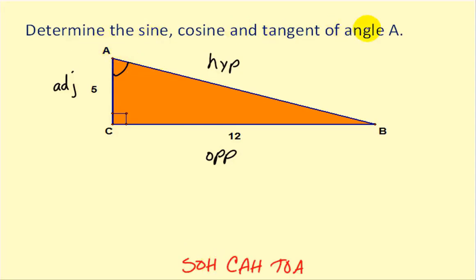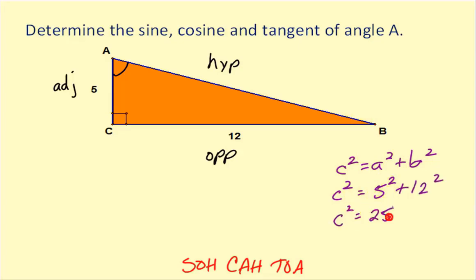Now before we find these three values, I notice that the length of the hypotenuse is missing. So we're going to have to apply the Pythagorean theorem to find this length. Remember, C squared equals A squared plus B squared, where C is the hypotenuse. So we would have C squared equals 5 squared plus 12 squared. This would be 25 plus 144. C squared equals 169. So C equals 13. You may have recognized this as a 5, 12, 13 right triangle.